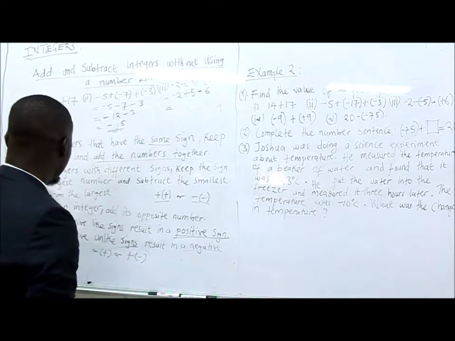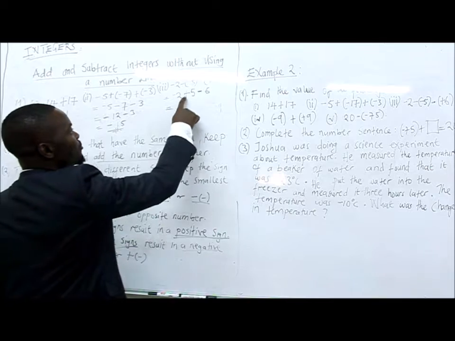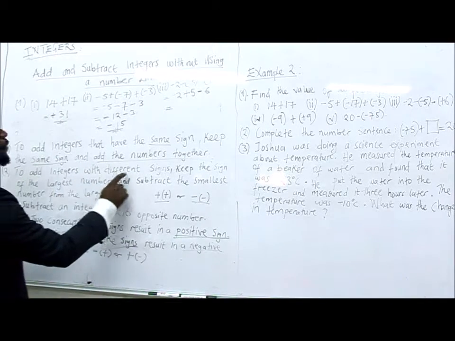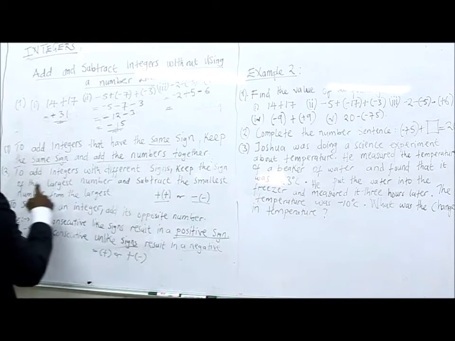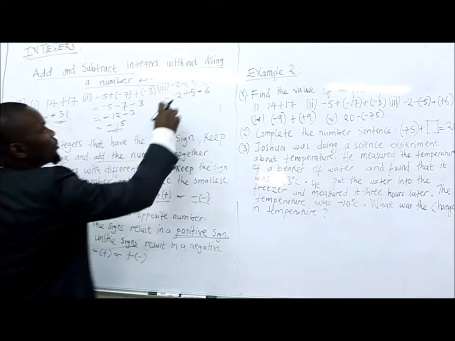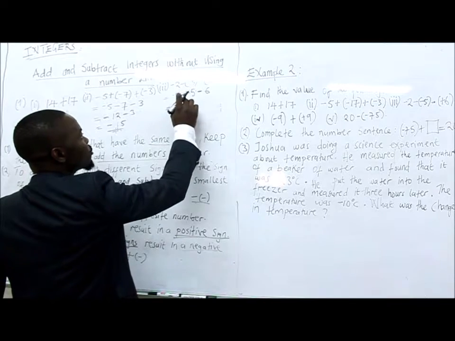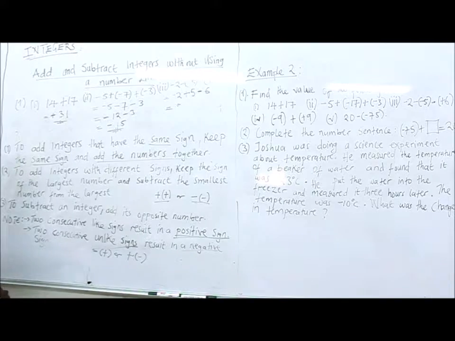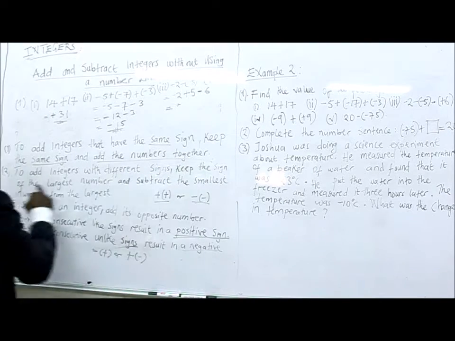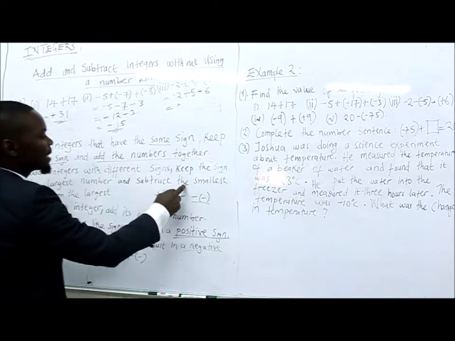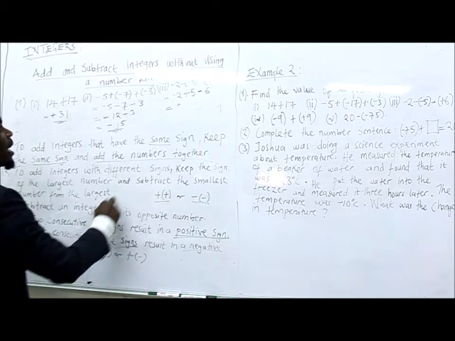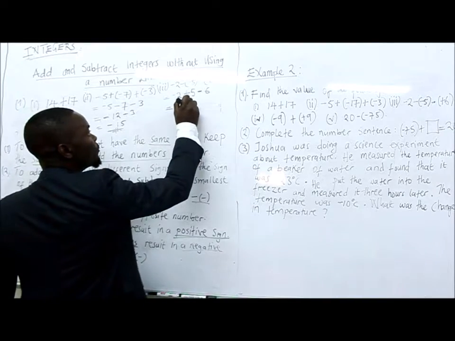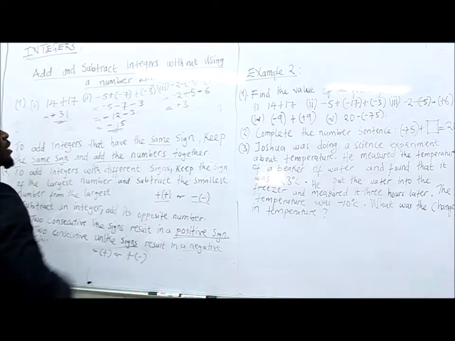Alright, so from here, negative 5 plus 5. To add integers with different signs, keep the sign of the largest number. So the largest number between negative 5 and 5 is what? It's 5. So 5 has got a positive sign. So keep the sign of the largest number and subtract the smallest number from the largest number. Then let's subtract the smallest 2 from 5. So we're going to have 3. So negative 2 plus 5 is positive 3.